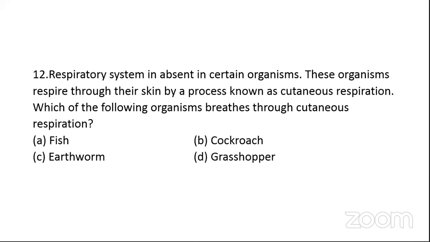Then next one, the respiratory system is absent in certain organisms. These organisms respire through their skin by a process known as cutaneous respiration. Which of the following organisms breathes through cutaneous respiration? So through skin, whichever organism breathes, they've asked. So fish is wrong because it breathes through gill. Cockroach is wrong because it is through spiracles. Grasshopper is also wrong, same as that. The correct answer is earthworm.